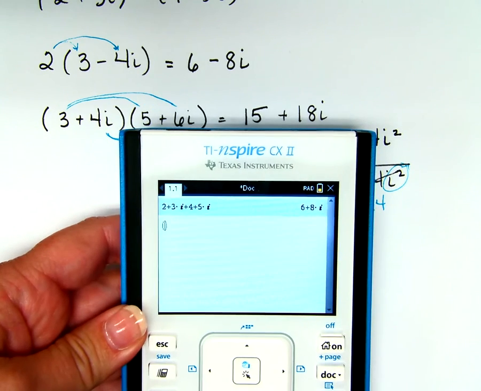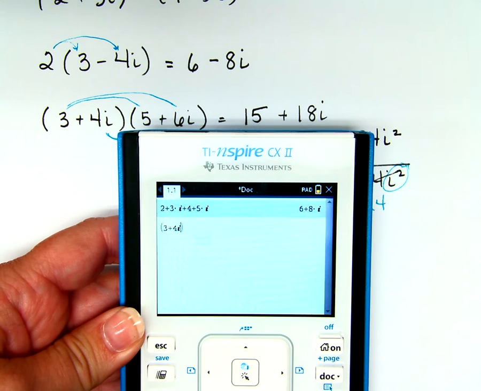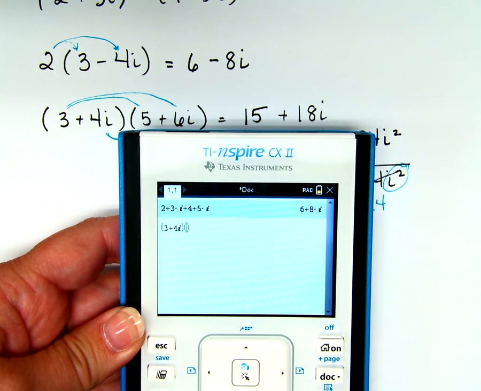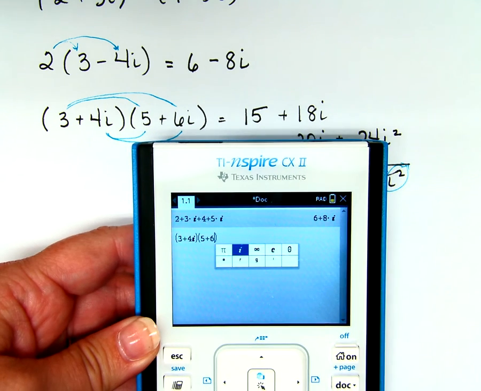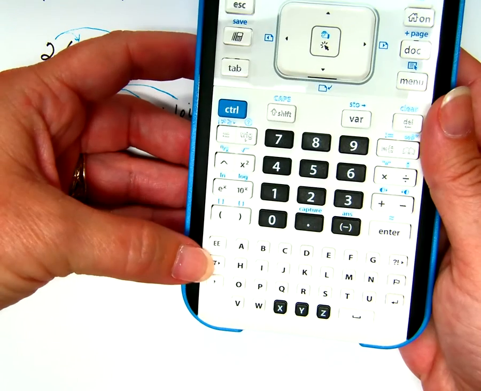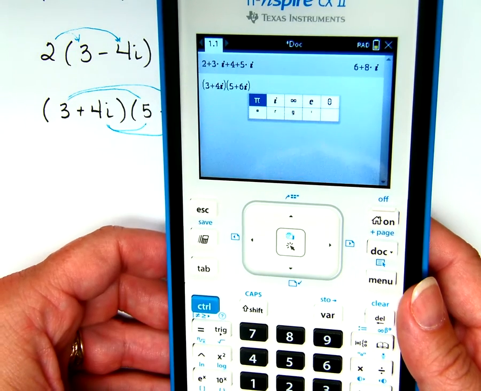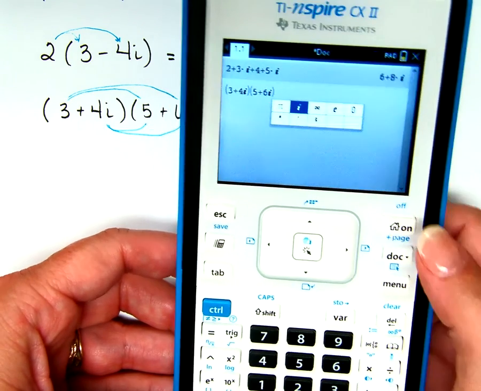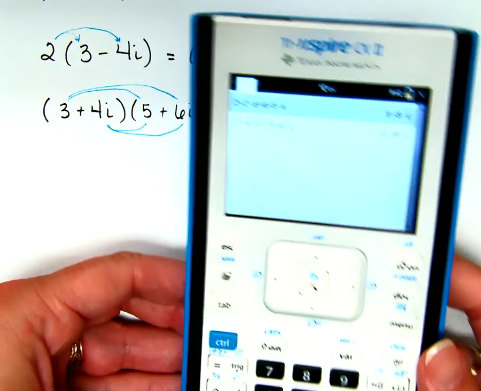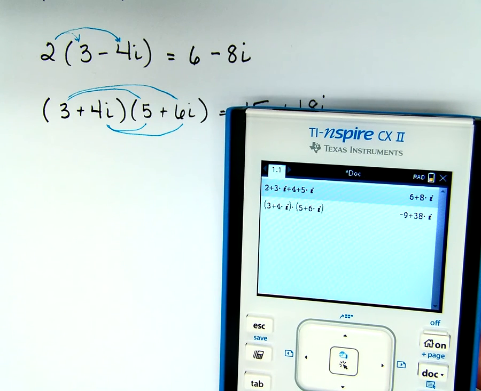So 3 plus 4i, 5 plus 6i. The i, this pi button down here, if you press it once, it brings up the menu, and if you press it again, it takes you to the next one, which is i. Oh, look, that's exactly the same thing I just got. Okay?